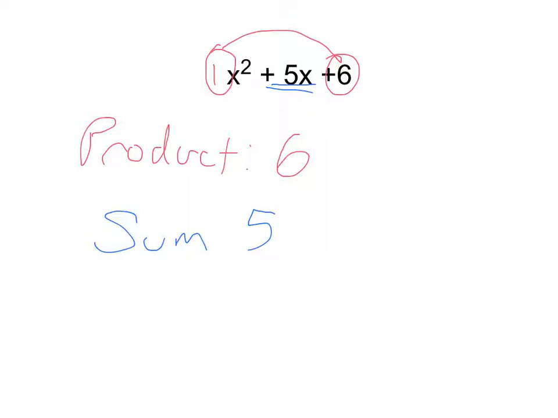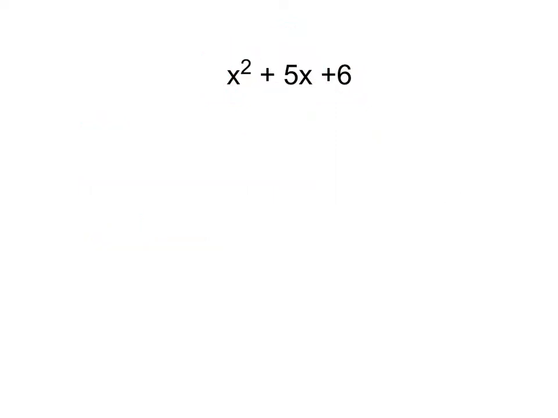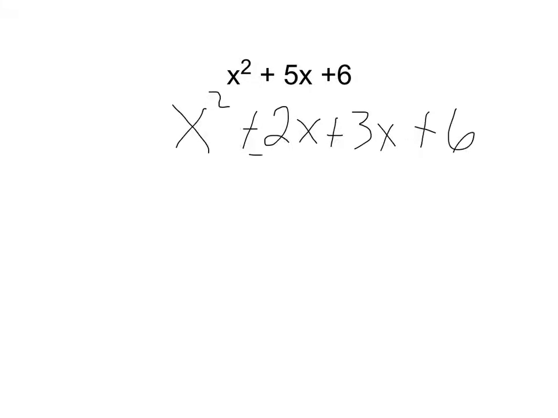So, looking for a product of 6 and a sum of 5, the two numbers that I've come up with are 2 and 3. They have a product of 6 and a sum of 5. I'll start by rewriting the polynomial with that middle term. X squared plus 2x plus 3x plus 6. Notice that the 2x plus 3x is the 5x that I was looking for. That is the sum. Now I can use my strategies for using GCF to factor the rest of this polynomial.